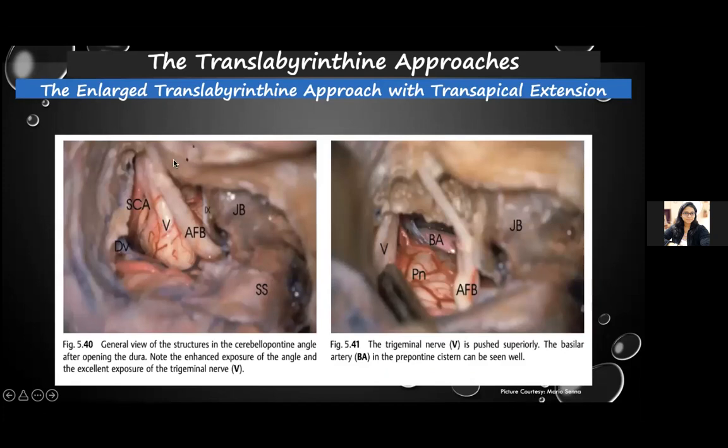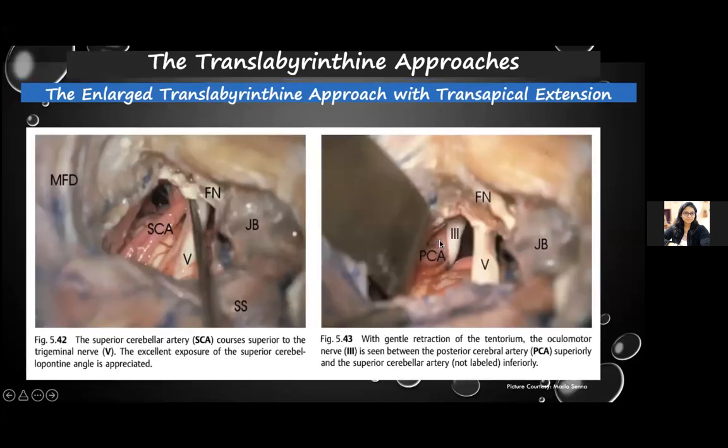Now once the dura is opened, this is what we actually see in the cerebellopontine angle. So this is the AF bundle. Now just beneath the AF bundle, we'll have the trigeminal nerve, which will also get a good exposure, and the superior cerebellar artery. Now here we can see when the AF bundle is pushed a little bit inferiorly and the trigeminal nerve is pushed superiorly, behind that we get a good view of the basilar artery. Now this is the pons which is shown here, and here we have the basilar artery.